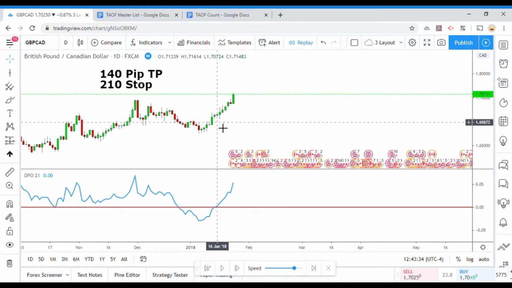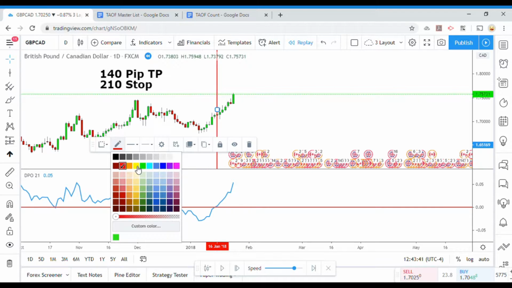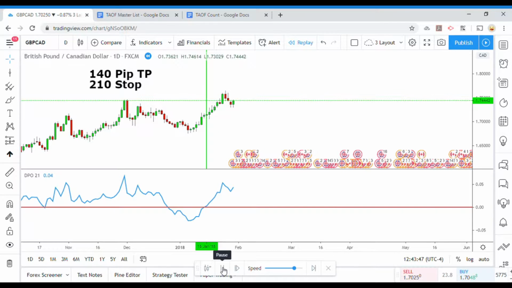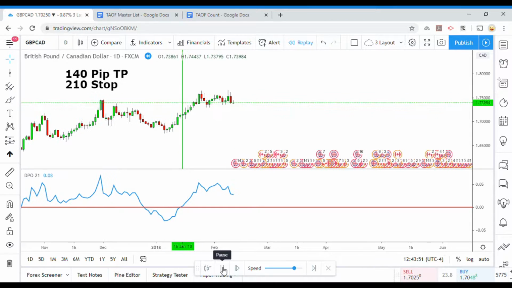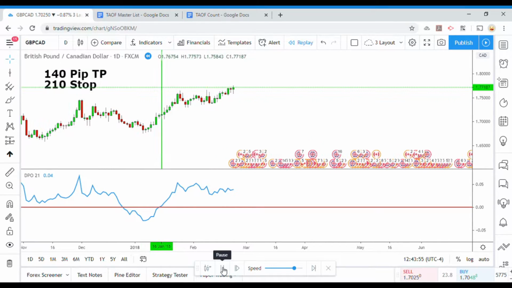All right, that's a pretty good move right there. Definitely got the win on that one. Our first signal. It took off pretty good. Not too bad. Looking good so far. Let's see what else we can get out of the Detrended price oscillator.